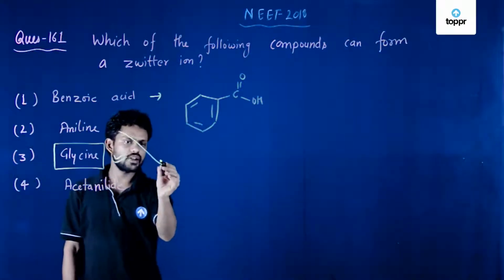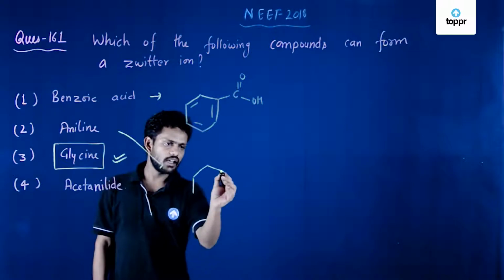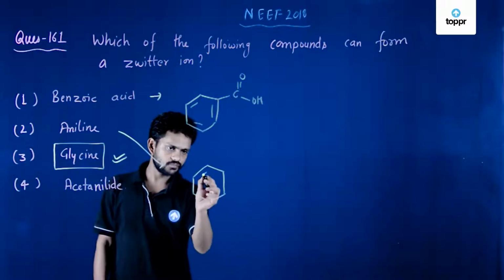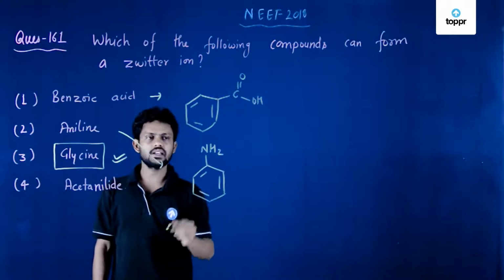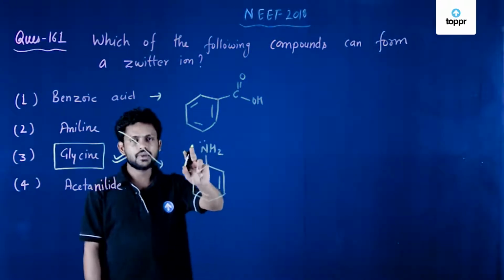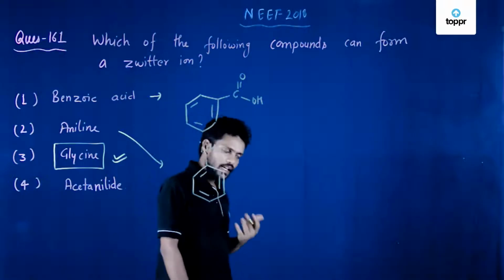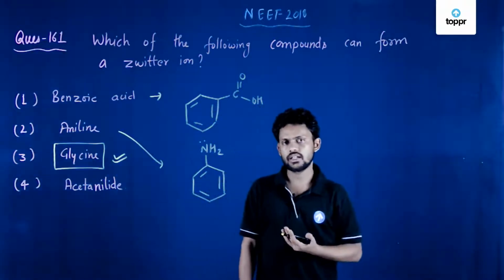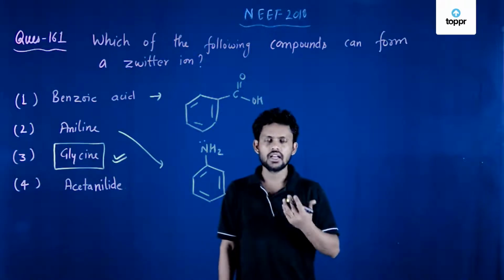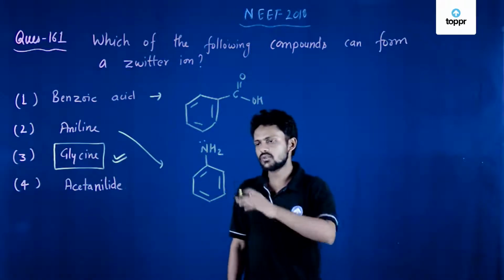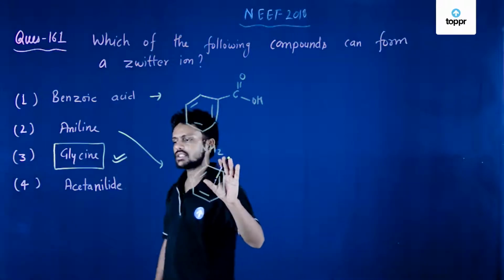In a similar fashion, if you look at aniline, aniline is this molecule. You have an NH2 group here, so this might act as a base, accept a proton and exist with a plus charge. But again, we don't have another group which can acquire a minus charge. So this is also not going to exist as a zwitterion.